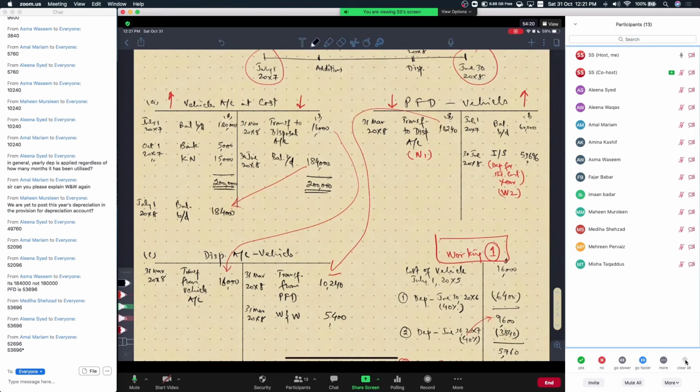So this is the close down of the vehicles account, and now we are going to close down the provision for depreciation account. This is also a permanent nature, so 60 plus 53 is 113,696. The credit side is bigger, and 113,696 minus 10,240. What is the balance carried down here?